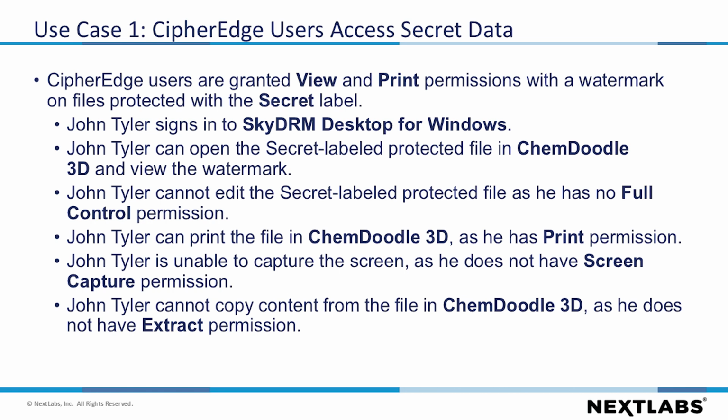John Tyler cannot edit the secret labeled protected file as he has no full control permission. John Tyler can print the file in ChemDoodle 3D, as he has print permission. John Tyler is unable to capture the screen, as he does not have screen capture permission. John Tyler cannot copy content from the file in ChemDoodle 3D, as he does not have extract permission.